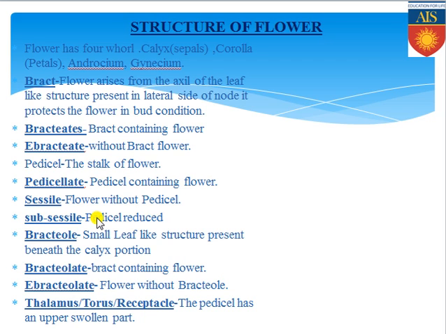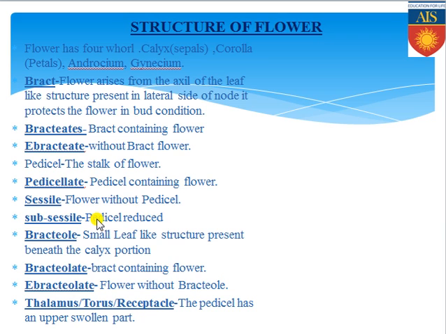Next is the bracteole. Bracteole is a small leaf-like structure which is present beneath the calyx portion. Keep it in your mind, beneath or below the calyx portion there is a small leaf-like structure. It is smaller than the bract, and for that reason it has been given the name bracteole. In any flower, if the bracteole is present, those flowers are known as bracteolate. If the bracteole is absent, it will be known as ebracteolate.